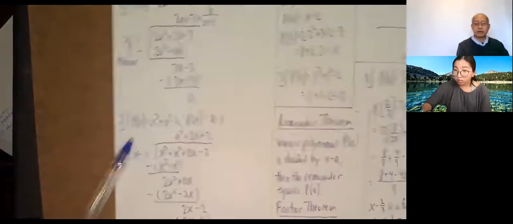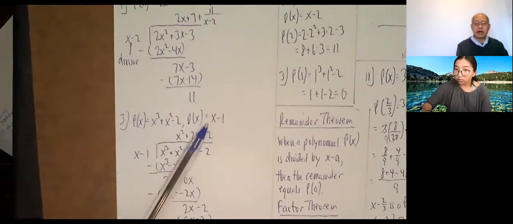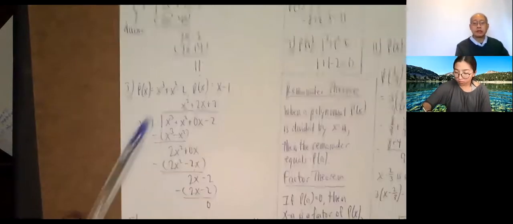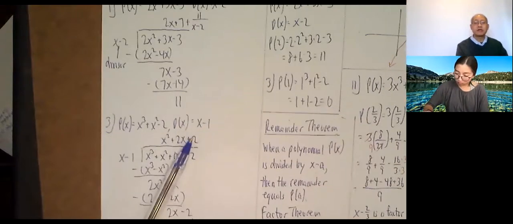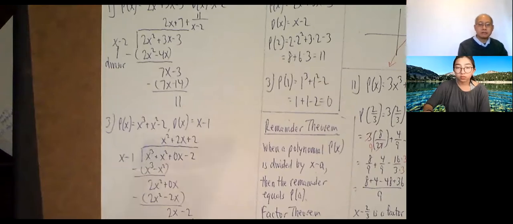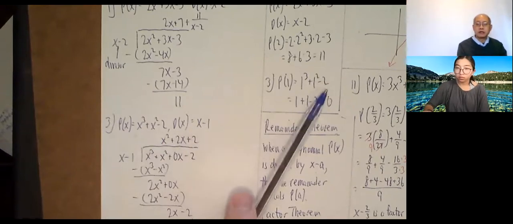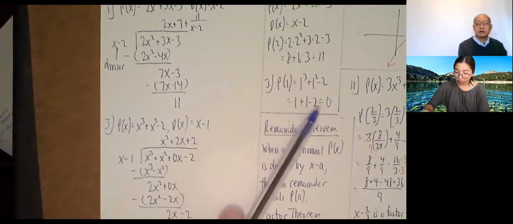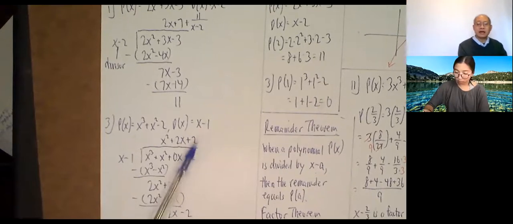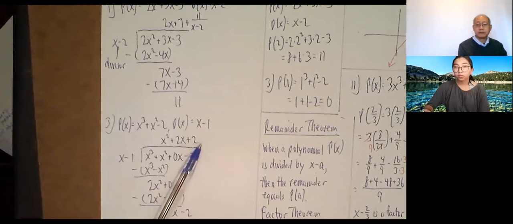Let's try over here, problem 3. I was dividing by x minus 1. By the way, what was the remainder for number 3? Looks like the remainder was 0. What is p of 1? That means what happens when you plug in 1 to this problem? 1 cubed plus 1 squared minus 2. 1 cubed is 1. 1 squared is 1. 1 plus 1 minus 2 equals 0. I get the same value as the remainder. That will always turn out to happen.